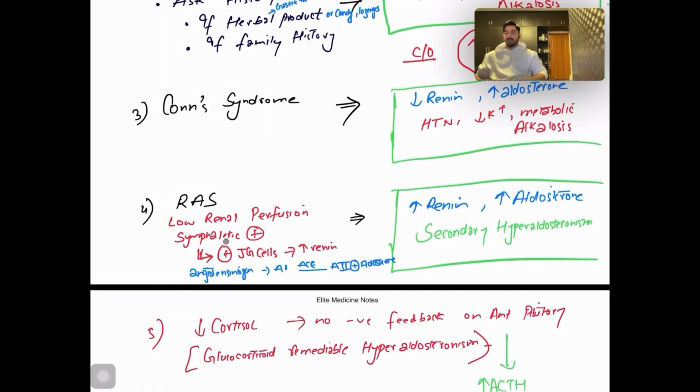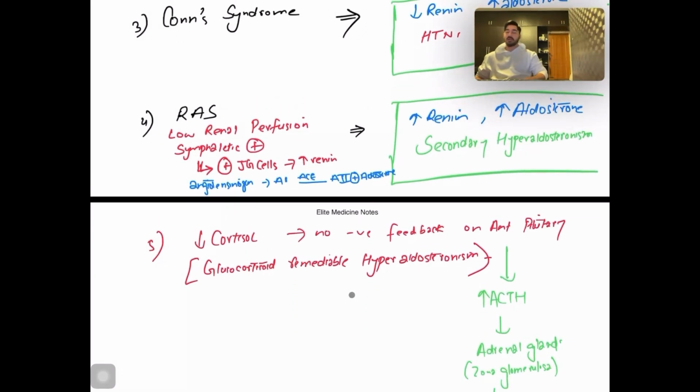So you know the basic mechanism. When there is reduced renal perfusion, there is sympathetic stimulation. The JG cells are stimulated, which secrete renin. Renin is responsible for conversion of angiotensinogen to angiotensin 1. Then angiotensin converting enzyme converts angiotensin 1 to angiotensin 2, which stimulates aldosterone production. This aldosterone is responsible for causing hypertension.